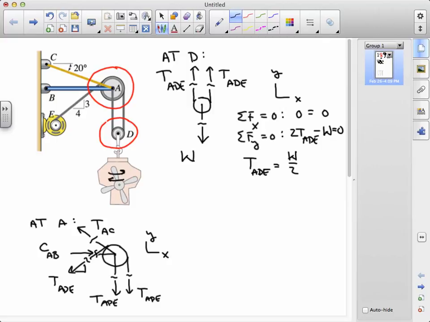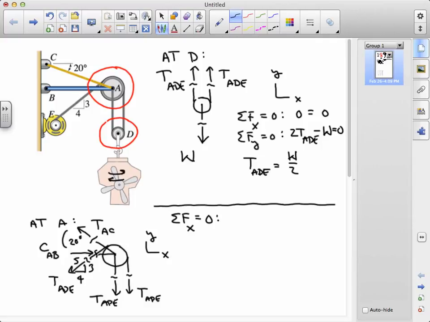I'll first annotate the inclined tension in ADE with this 3, 4, 5 triangle that tells me something right away about the sines and cosines of that angle. And then the cable AC makes a 20-degree angle with the horizontal that I'll indicate here. On this basis, we can write our force equilibrium equations in X and Y as follows.